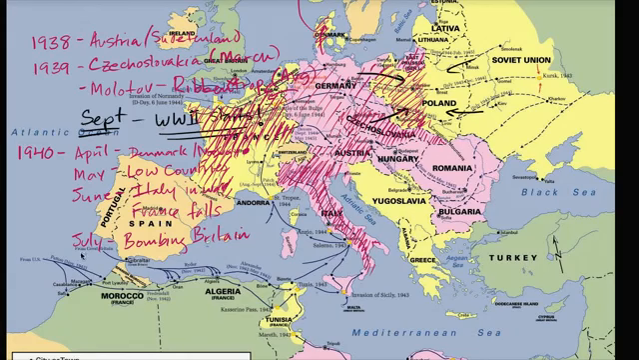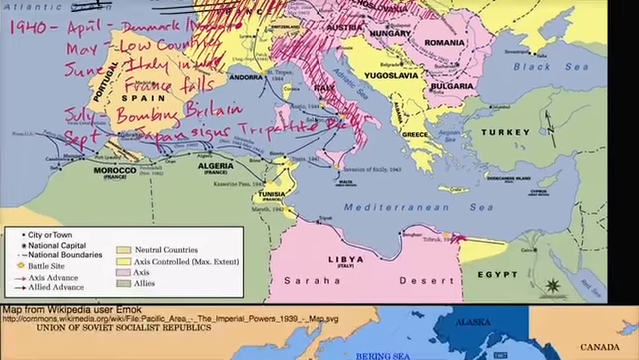So in September, the Axis forms with Japan joining. Japan signs the Tripartite Pact. And so the Axis forms between Japan, Italy, and Germany. Japan signs the Tripartite Pact. So now Japan's in the mix.